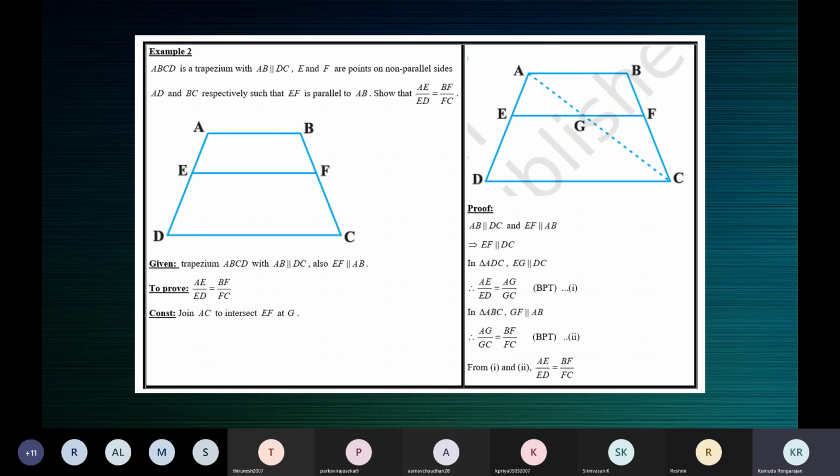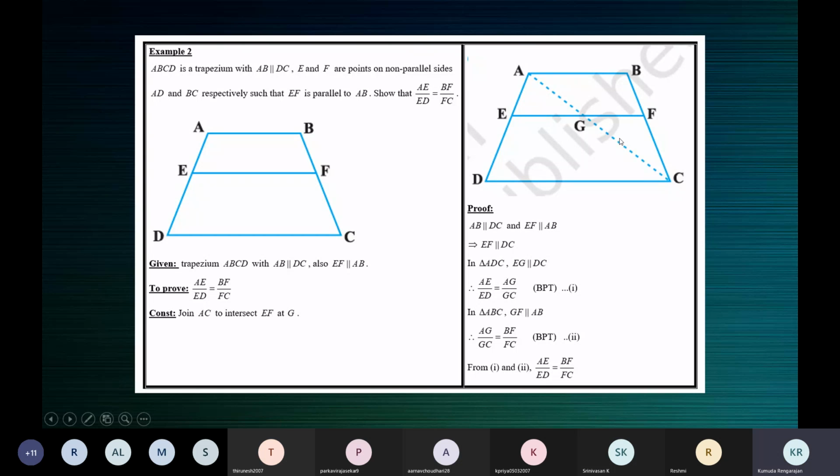In triangle ADC, EG is parallel to DC. So by BPT, we have AE by ED equals AG by GC. We'll call this result 1. Which is the other triangle? Triangle ABC.